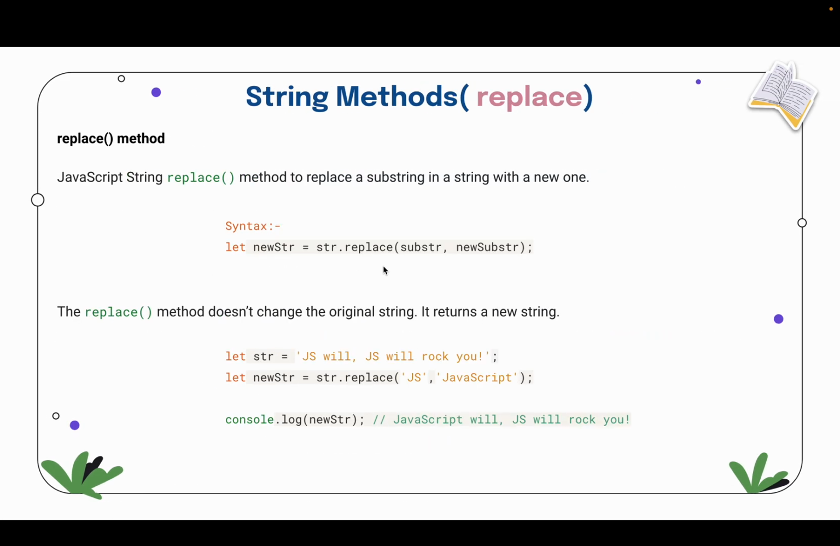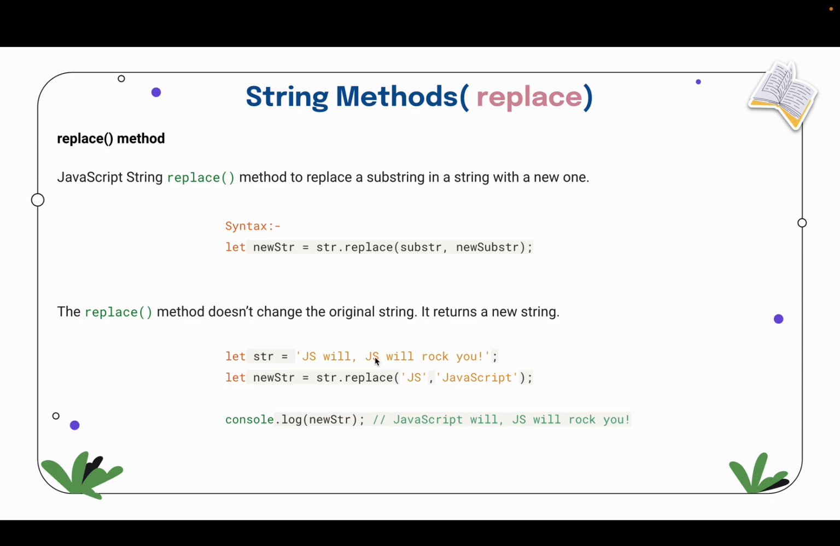Now replace is a kind of replacing some existing substring with another substring. You can see here "js will rock you", but I'm just writing replace. It will take two parameters, one is the substring and one is the new substring. In place of this it will get replaced. So wherever js is there, you can see there is JavaScript. That is the first match, so wherever it got matched, js got matched here, so it is replaced with JavaScript. But here you can see one more js is there.